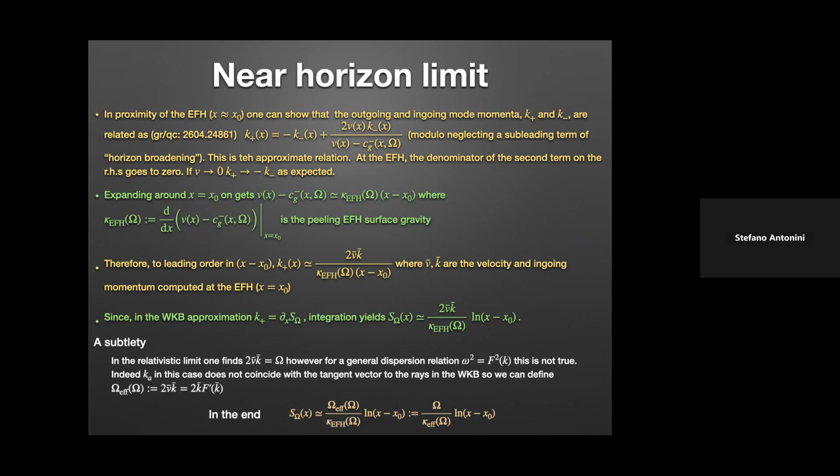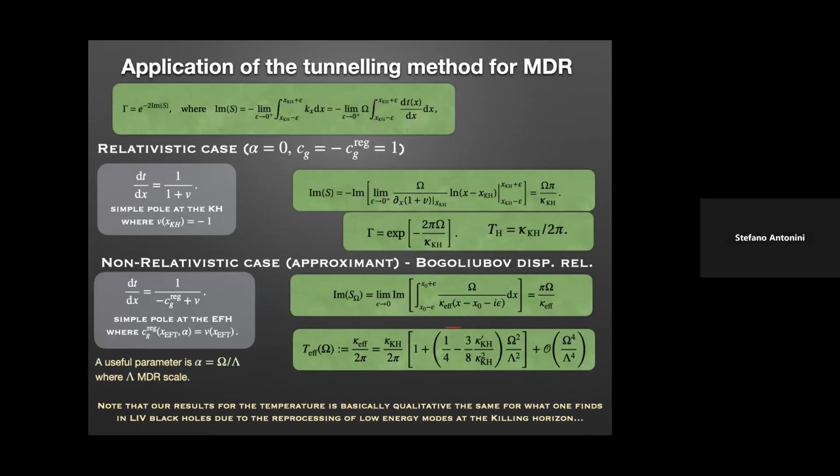What you get is a result like this. You have this logarithmic dependence that is going to give you again the temperature. But you see, there is a kappa effective. Why is it not the kappa of the effective horizon, but a different kappa? Because when you have a dispersion relation, the momentum is not parallel to the tangent to the ray, because the dispersion relation creates a mismatch. And that generates another effect that has to be taken into account. So that can be rewritten in an effective surface gravity, here having the Killing frequency. So at the end of the day, you do all the calculation, and this is what you get.